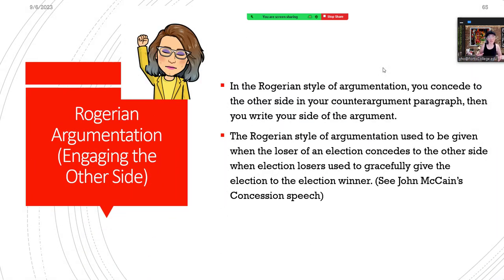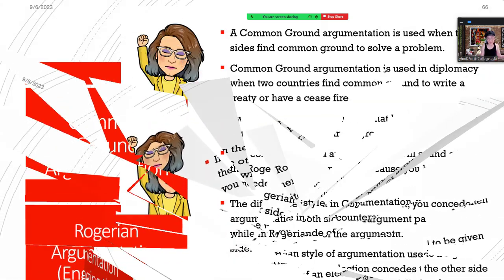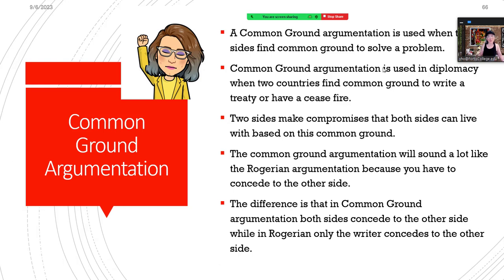In the Rogerian kind of argumentation, you concede to the other side. You actually say, well, I think some of the other side is right. However, what I think is right. So you concede a little bit to the other side, and then you say that your side is right. That Rogerian style of argumentation is used when the loser of an election concedes to the other side. A common ground argumentation is when you find common ground between two sides. This kind of argumentation is used in diplomacy when two countries have to find common ground to write a treaty or to have a ceasefire. Two sides make compromises that both sides can live with based on common ground.